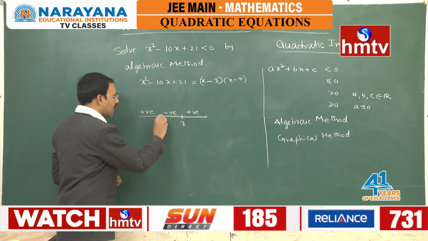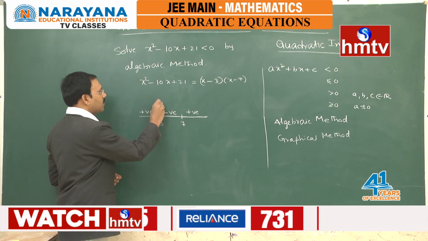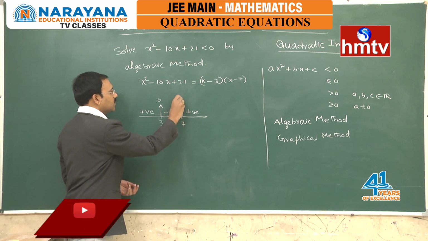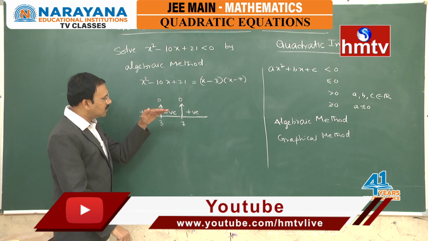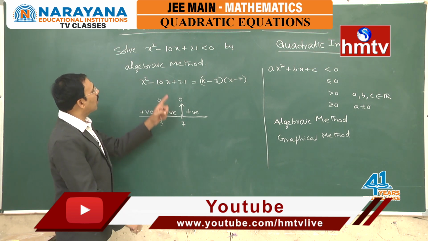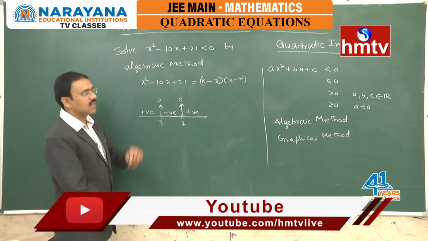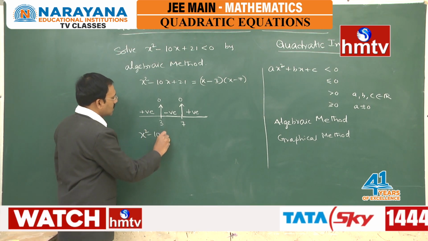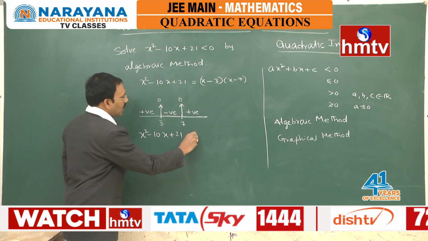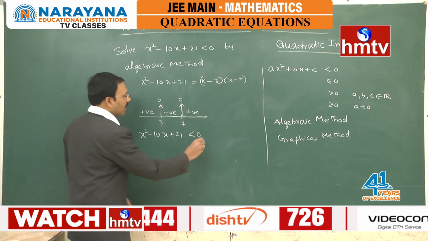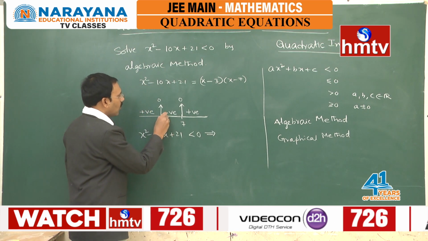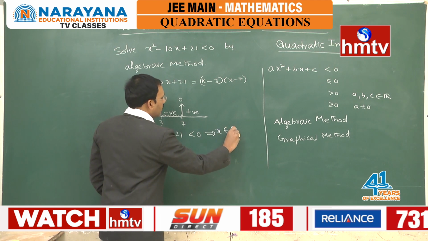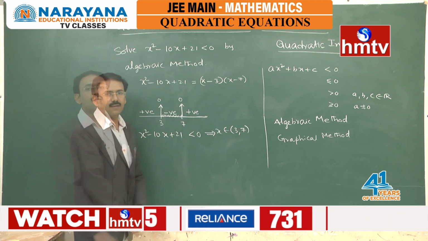Even exactly at x = 3, the expression value becomes 0, exactly at x = 7, the expression value becomes 0. With this discussion, we want those x where this expression is negative, that is x² − 10x + 21 < 0 implies it is becoming for all the values between 3 and 7. We can say x belongs to (3, 7).